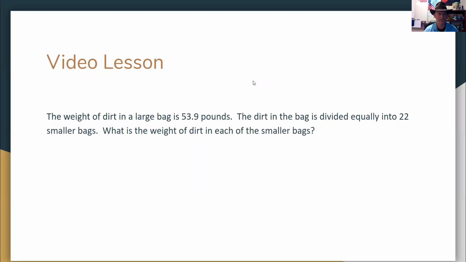So in our video lesson today, we're working on this little word problem. The weight of dirt in a large bag is 53 9/10 pounds. The dirt in the bag is divided equally into 22 smaller bags. What is the weight of dirt in each of the smaller bags? So first, when we have a word problem like this, we need to dissect it a little bit and we need to determine what operation we're going to perform.